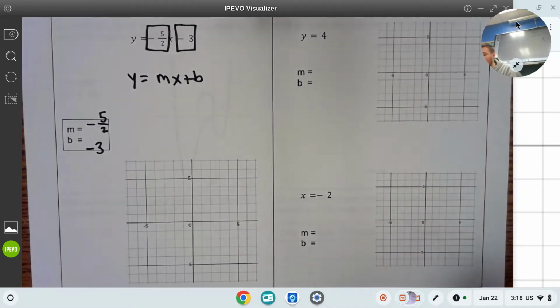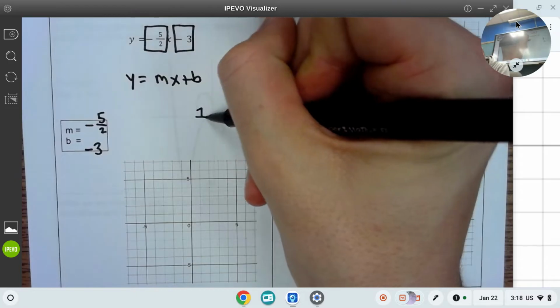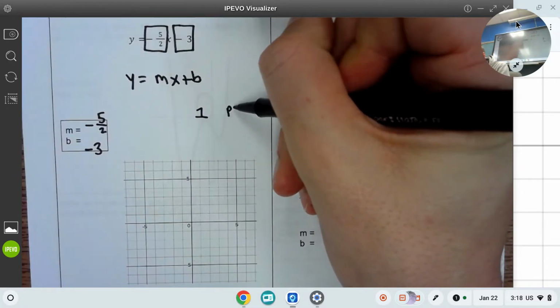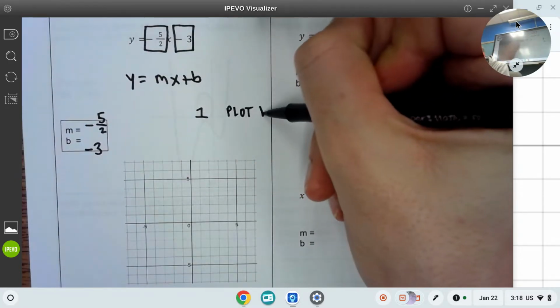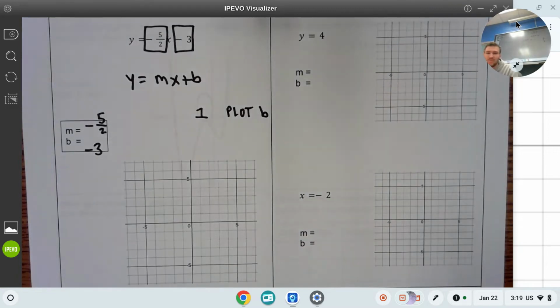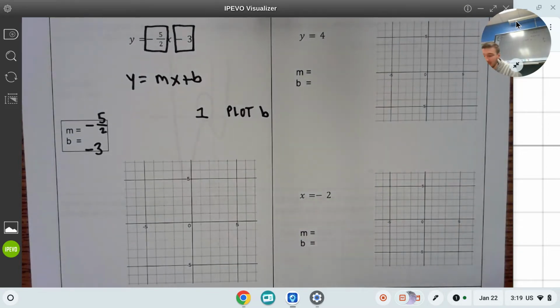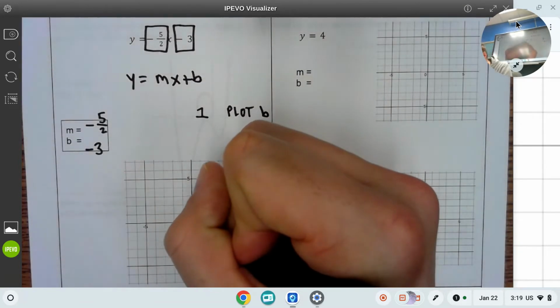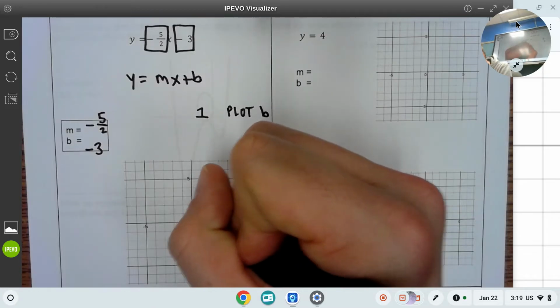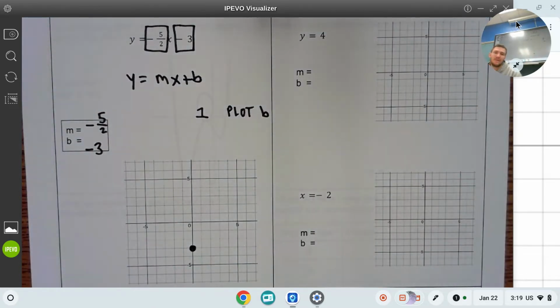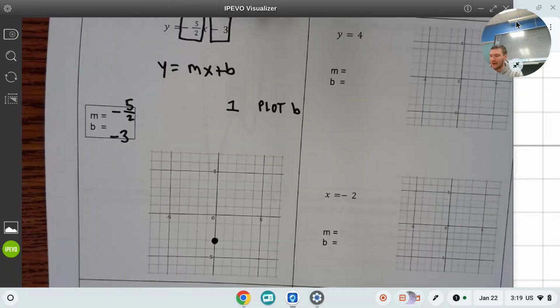When it comes to plotting these, there's basically 3 quick steps. Number 1 is to plot the b value. You always are going to start with b. Some teachers like to say begin with b because it's like a nice little rhyme, kind of. So I'm going to put my first spot right there.